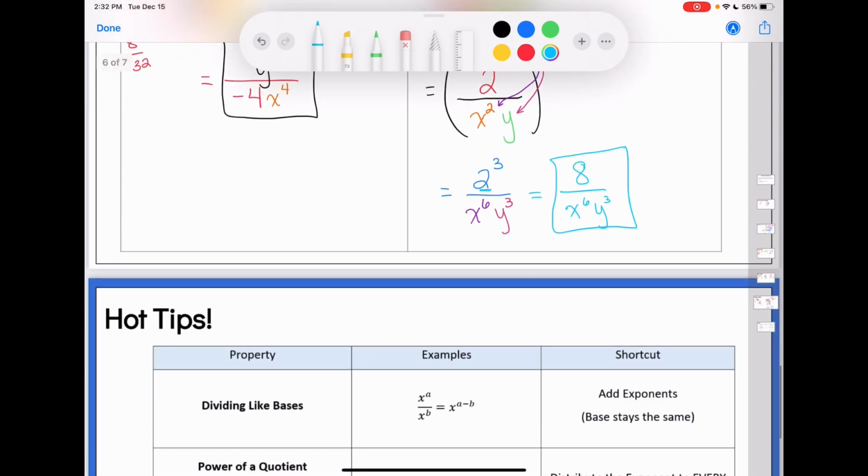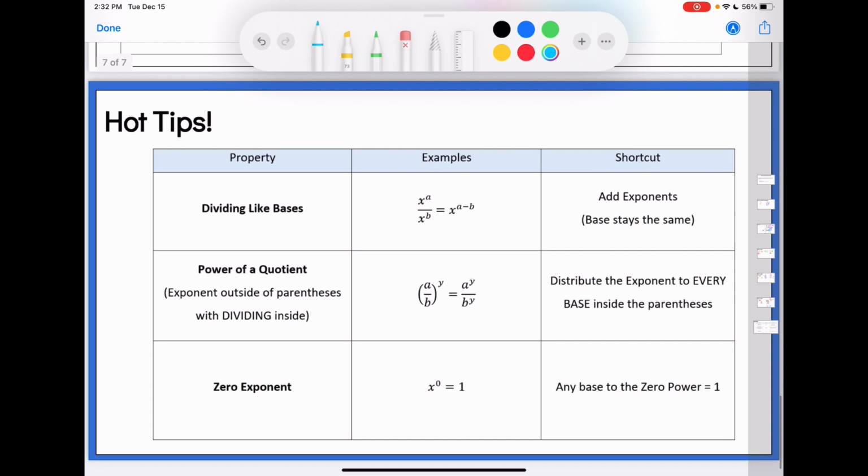All right. So just to kind of wrap it up, remember these were the properties we talked about today. When you're dividing like bases, sorry, that is a typo. Hopefully I'll have that fixed up before you guys see it. It says subtract exponents, base stays the same, and put your answer where the bigger exponent was.